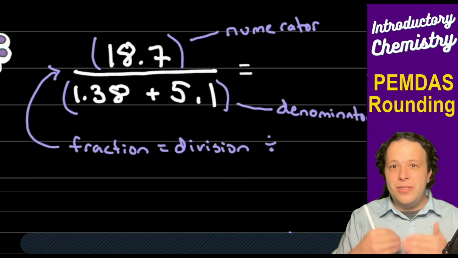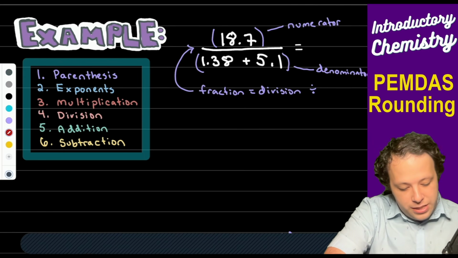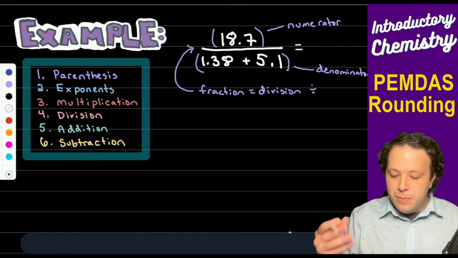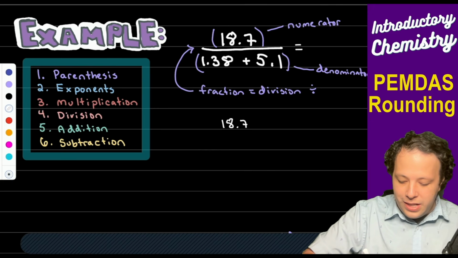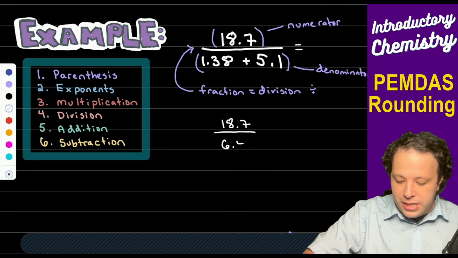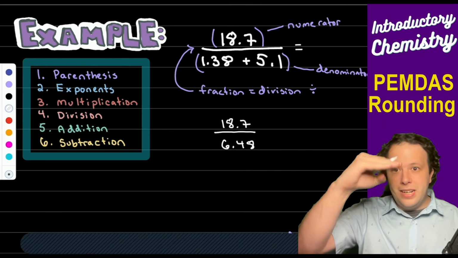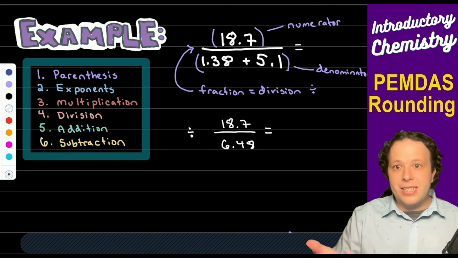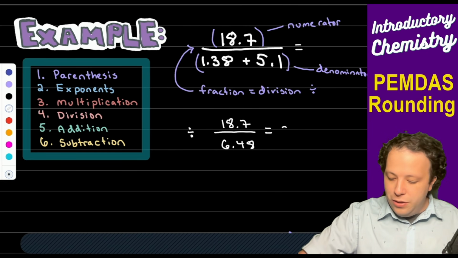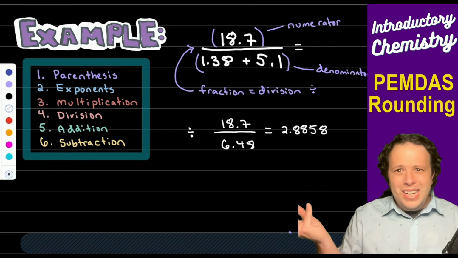So the bottom, you see that addition, it's in parentheses. We have to carry that out first. So let's go through and do that part of the problem. 1.38 plus 5.1. When you plug all that into your calculator, you're going to get 6.48. Now, we do the next step. We did parentheses first, and now we have division between top and bottom. We will carry out the 18.7 divided by 6.48 to get 2.8858. Now, is that the right way to show the answer?